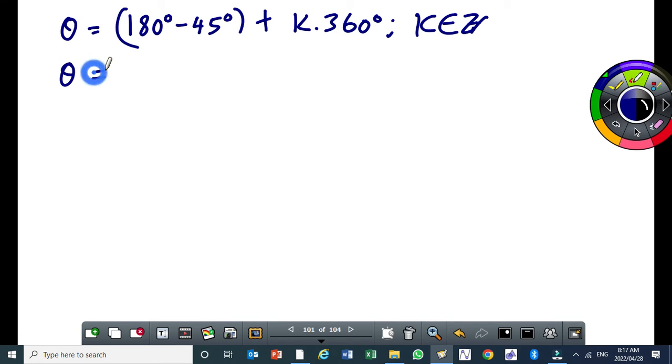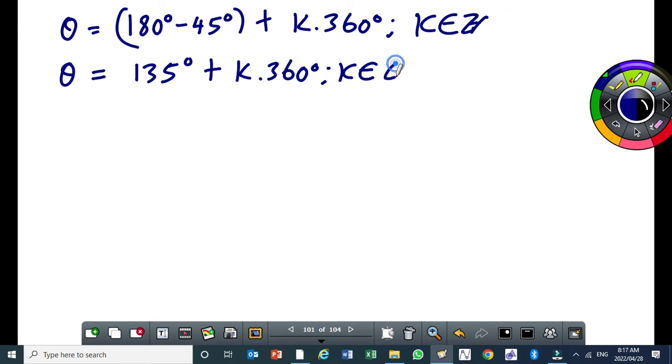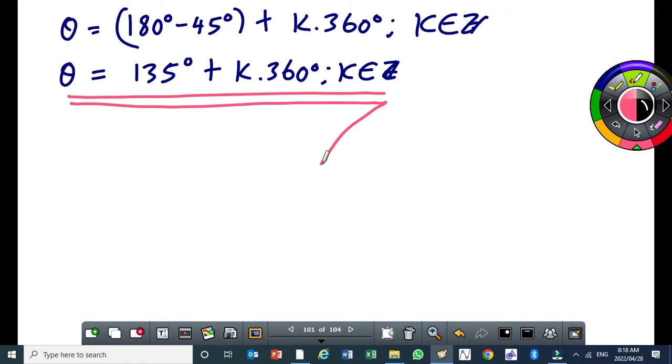So this will become 135 degrees plus k times 360, where k is an integer. Okay? So I've determined our two general solutions. This is the second one. Please be aware that sine has got two general solutions.